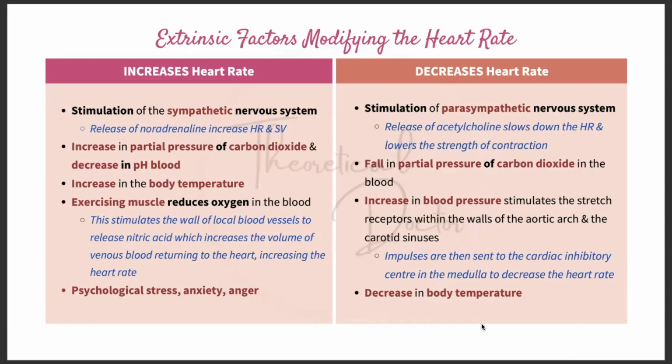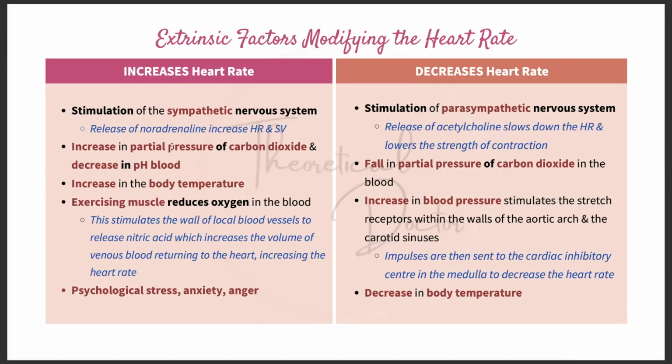Now we'll go to the extrinsic factors modifying the heart rate. Extrinsic factors which increase the heart rate: if there is stimulation of the sympathetic nervous system, there is release of noradrenaline. Noradrenaline serves to increase the heart rate and stroke volume.